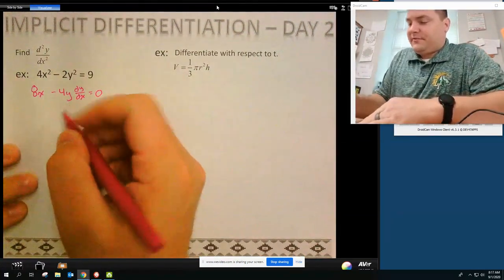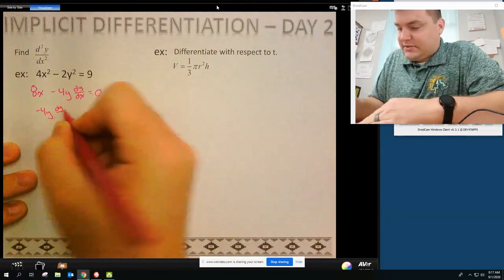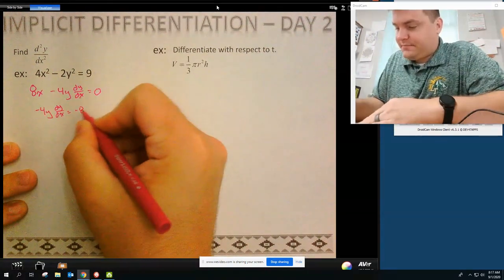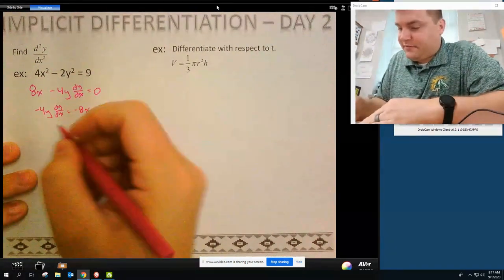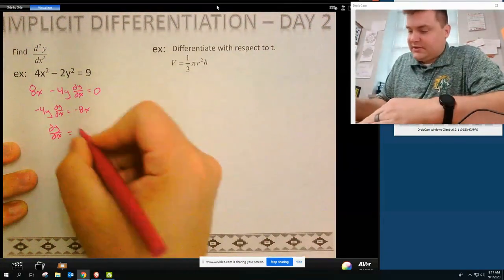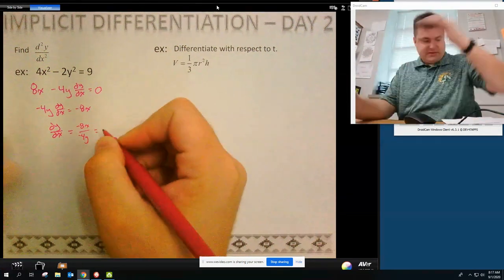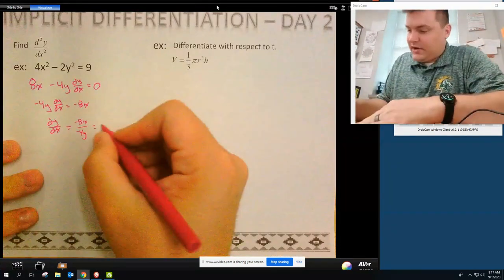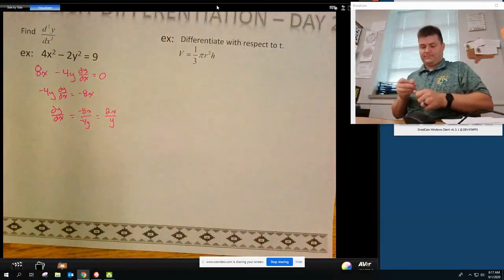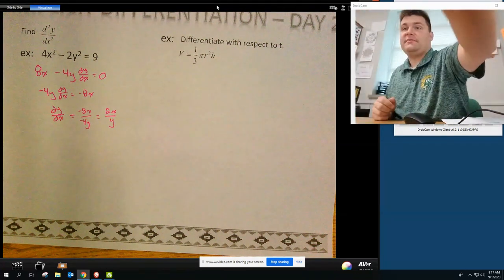And now we're going to solve for dy dx. So we're going to get negative 4y dy dx equals, you're going to subtract the 8x over. So when we divide by negative 4y, we're going to get dy over dx equals negative 8x over negative 4y, which is the same thing as 2x over y. Okay? So we're good so far. So that's the first derivative.